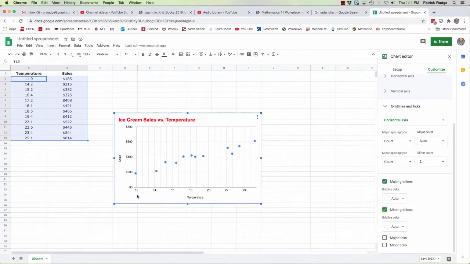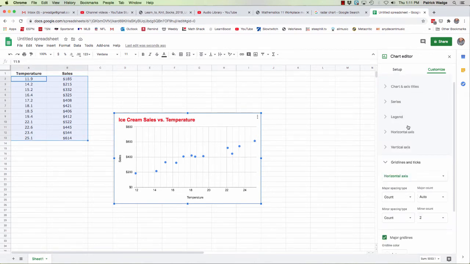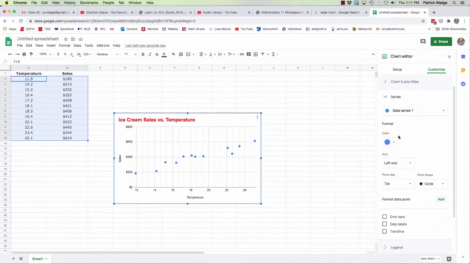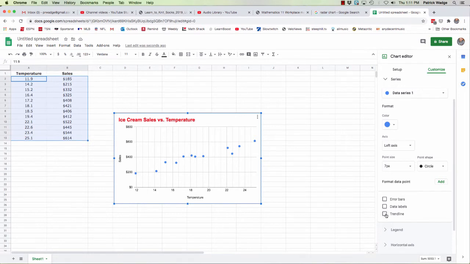Now the idea with a scatter plot is, as you can see, these dots do not make one line, right? It goes up a little more, down, up. So what we might want to do is take our best guess of what a straight line would look like if it went through here. Well, guess what? Google Sheets will do it for you. You go to Series, and under Series there's one that says Trend Line, and if you click Trend Line, it'll give you the line of best fit, it's called.